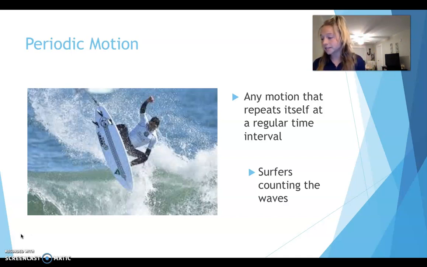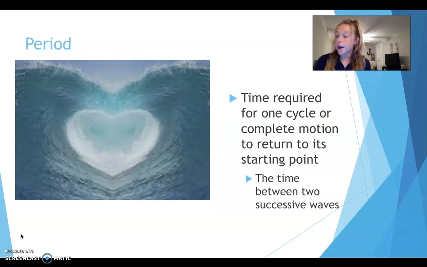And how they do that is if they count the time between two successive crests, so that's the top of the waves. So the next crest usually will come after the same time interval. They'll count the crest, and then it would repeat itself at a regular time interval after two successive crests. Then we have a period, which is the time required for one cycle or a complete motion to return to its starting point. So this would be the time between the two successive waves.